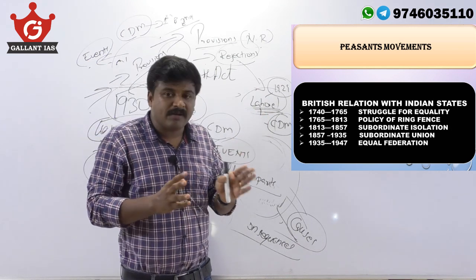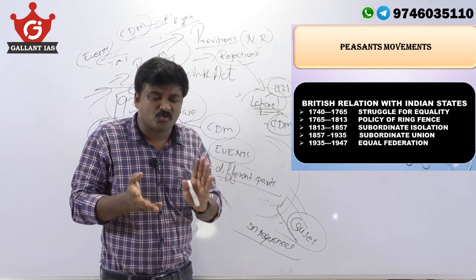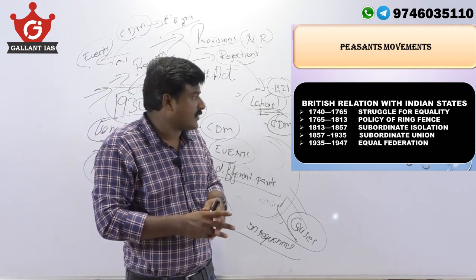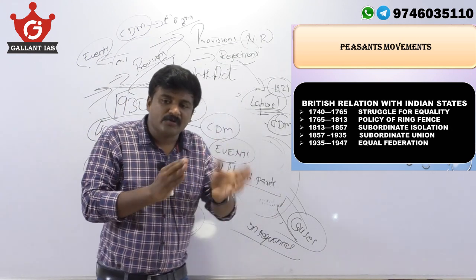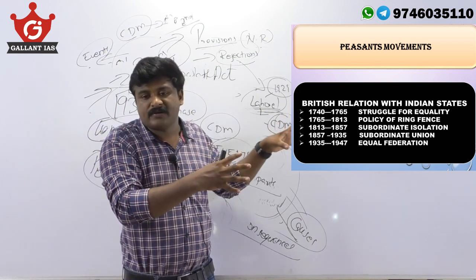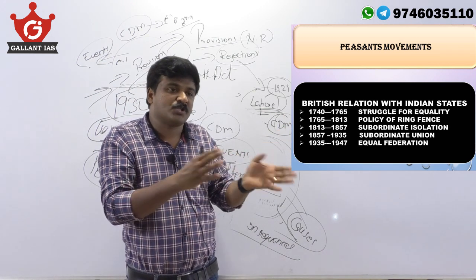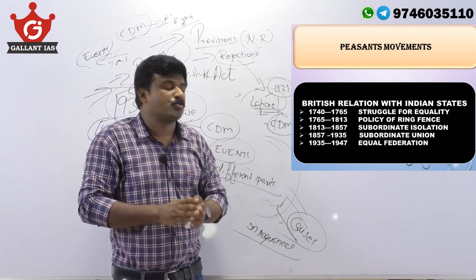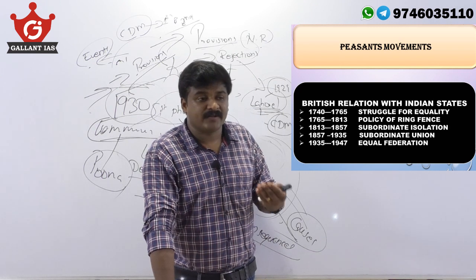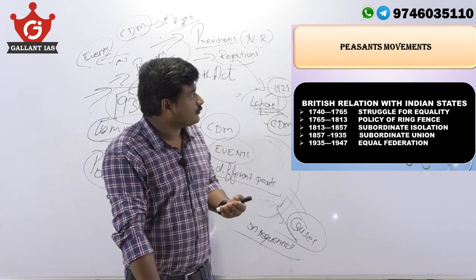Initially, the British struggled to maintain equality with these princely states of India. They were so rich. So the British struggled to maintain an equal status with these princely states. Then how, from time to time, they changed their policy with these princely states of India. All these concepts are very, very important for you. How the British adopted their policies towards these princely states, how they changed from time to time, that you have to study very well. Then princely state movements are there, and the Congress approach toward these princely state people's movements, etc. You have to go through.